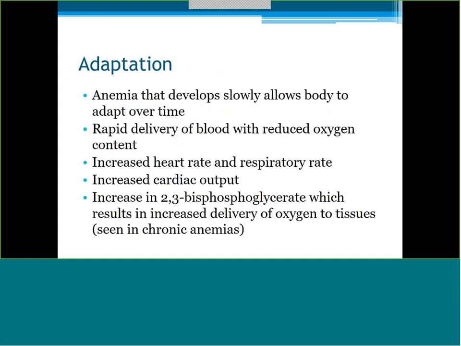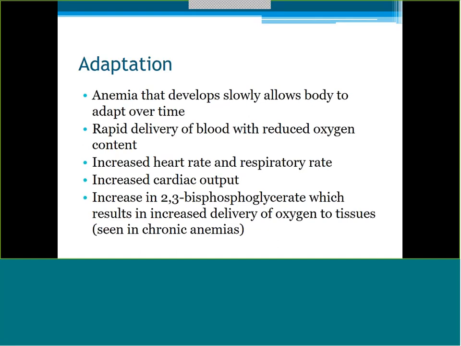All right, so the thing with your body is that it will adapt. As you get anemia, if your anemia builds over time and develops slowly, your body adapts to it as it comes on. So what happens to adapt is your body will deliver blood a little bit more rapidly to make sure you get any oxygen out there.